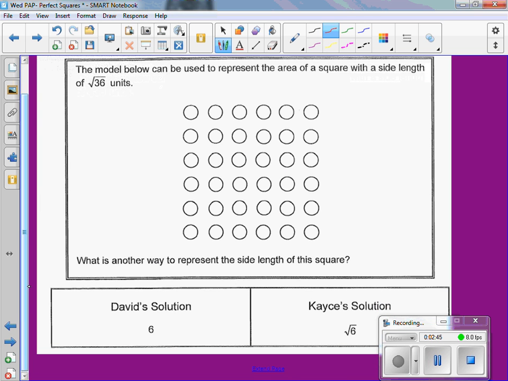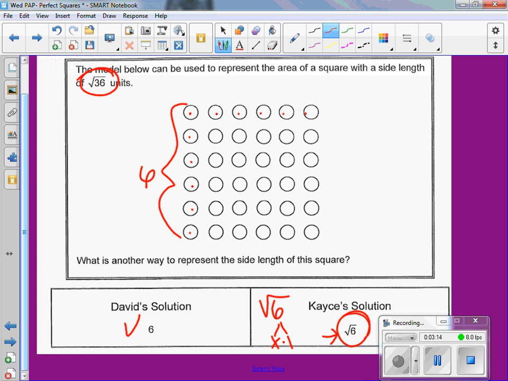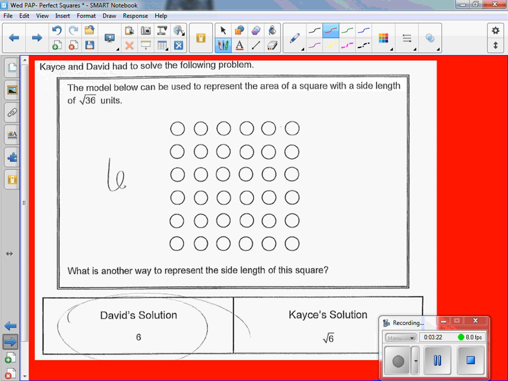Sometimes they'll actually use circles to do this instead. This particular model has 6 rows of 6, so there are 36 squares here. It's being used to represent the square root of 36. David is correct in this case because the side length is 6. Casey left the square root on. The square root of 6 we're going to talk about a little bit more tomorrow, but you cannot find a number times a number that will give you 6. So that does not have a whole number answer, so she should have taken that square root off. Okay?